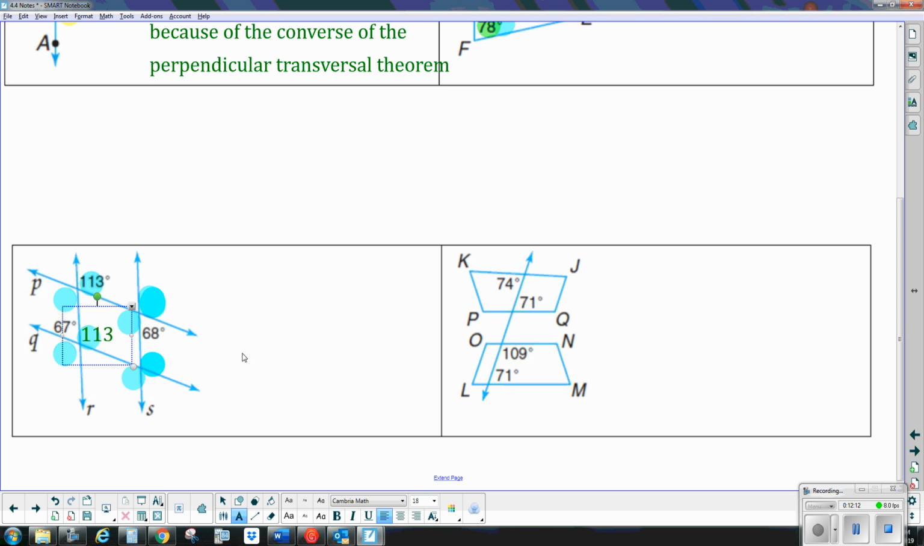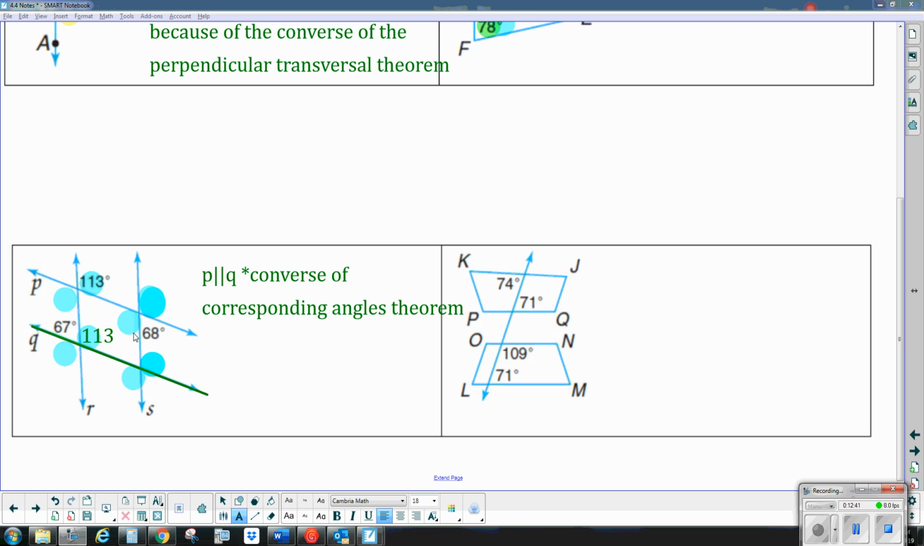This would be 113 degrees. Now, how can I test that? Well, I can use my linear pair theorem because I'm also given that 67-degree angle measure. And 67 plus 113 is a straight line. It is 180 degrees. So therefore, this angle, the one that I just marked 113 degrees, and its corresponding angle are congruent. Therefore, the lines are parallel. Now, I don't have to do every pair, every relationship. That's all I need. As long as it's true for one, it's true for all of them.